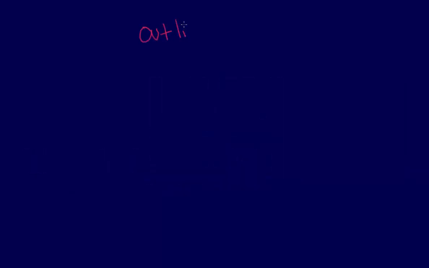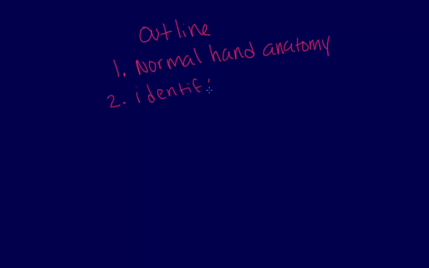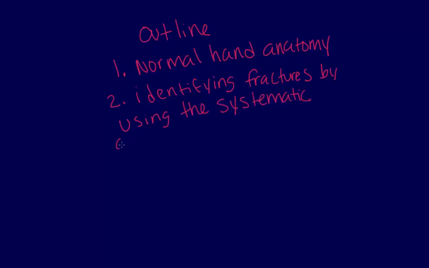The outline for this lecture is as follows. First, we are going to identify normal hand anatomy. Second, we are going to be identifying fractures by using this systematic approach. And last, we are going to talk about developmental hand anatomy.